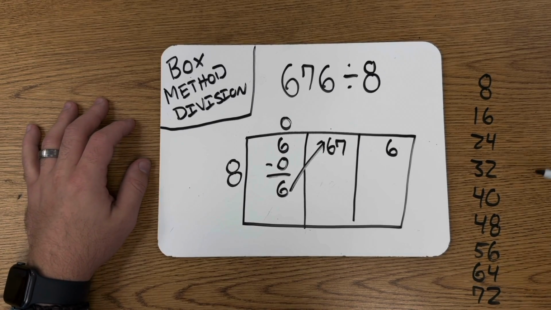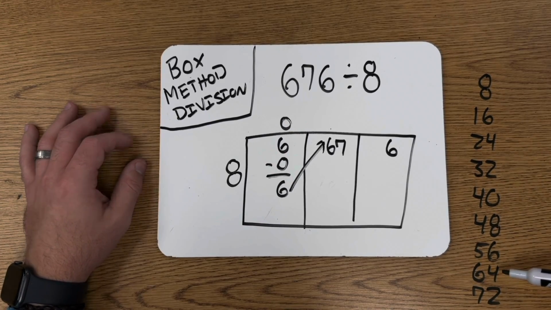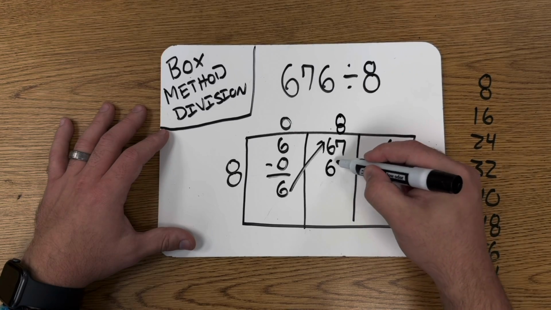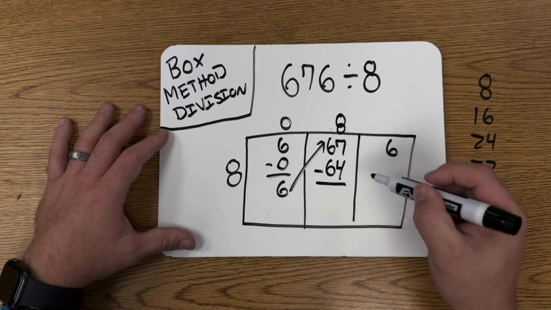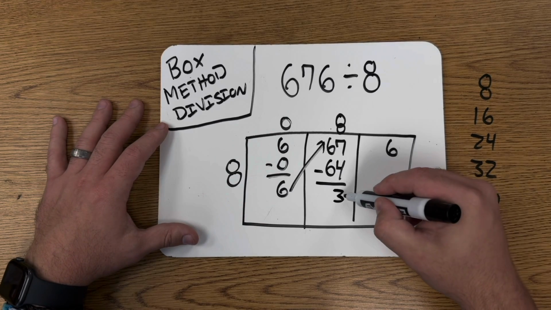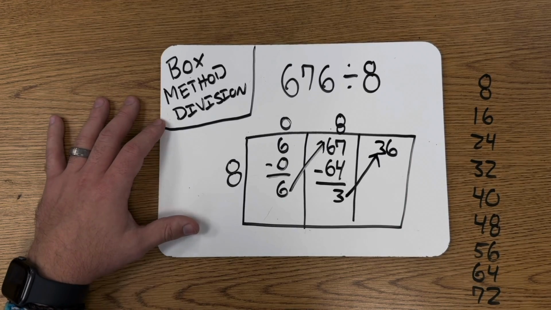So I look at that and I say, okay, 1, 2, 3, 4, 5, 6, 7, 8. 8 times 8 is 64. I write my 64, I bring it down, I subtract, and I get 3. I do the same thing here. I bring it over and bring it up, and now I have 36.